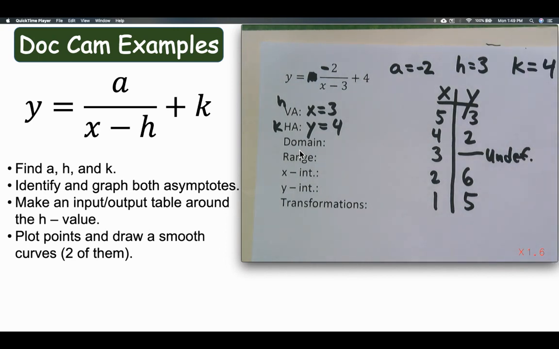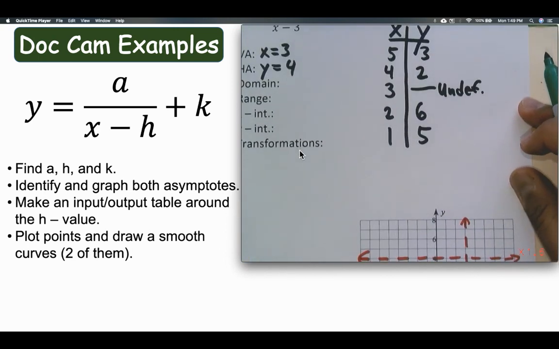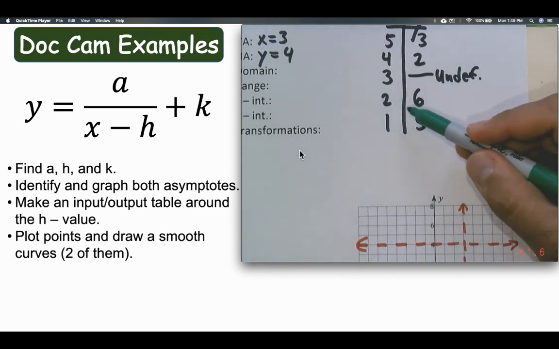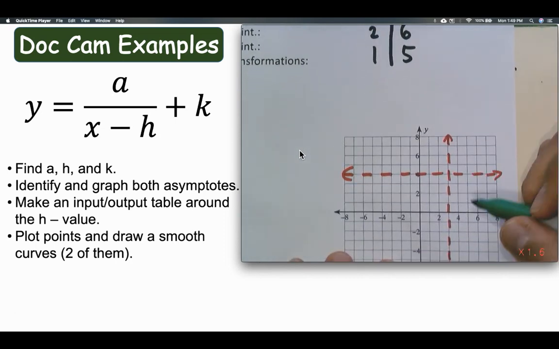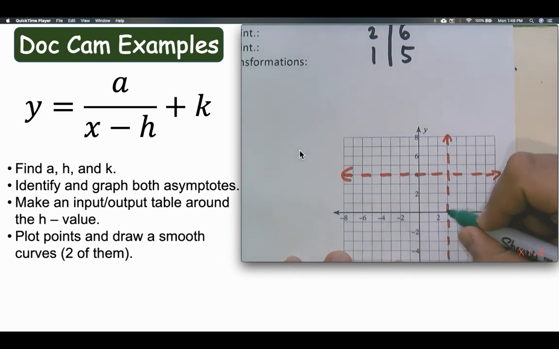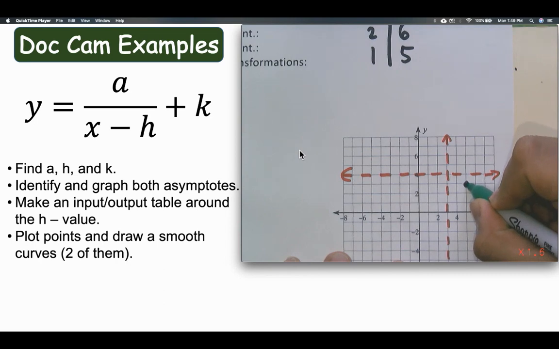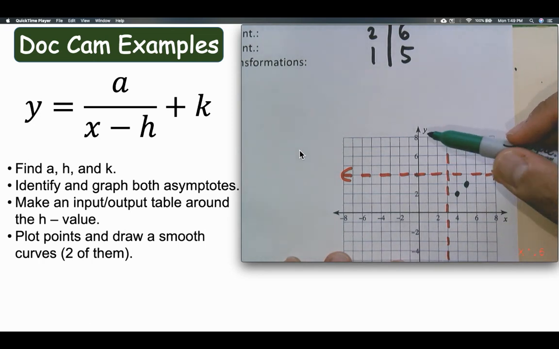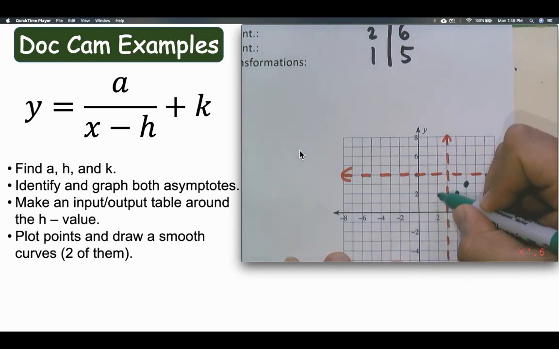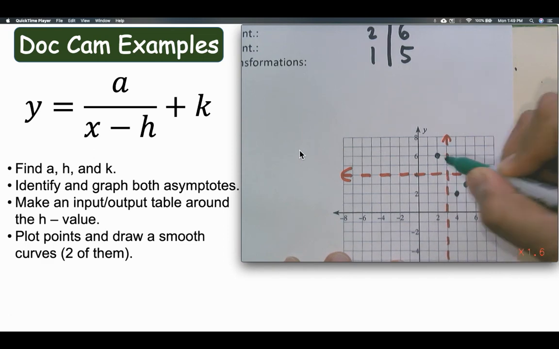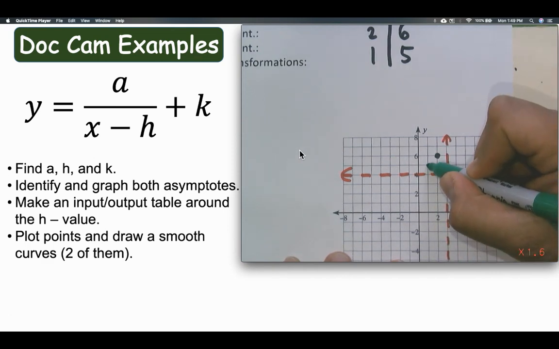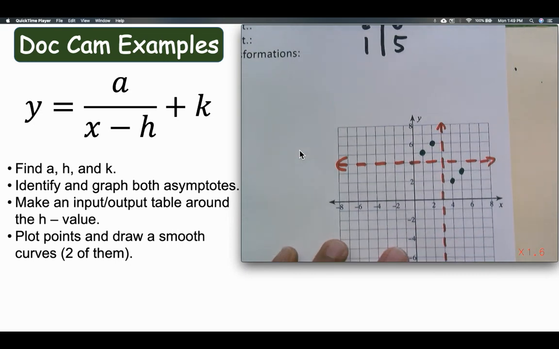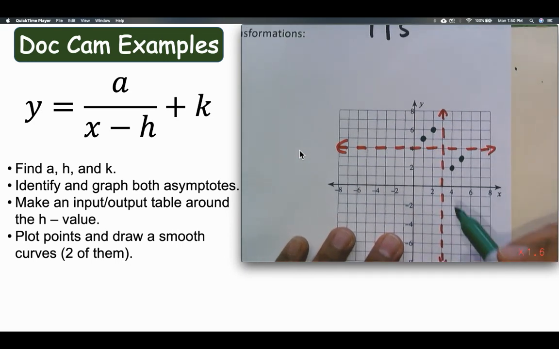We'll plot them in green. So we got 5, 3, 4, 2, 2, 6, 1, 5. There's only 4 points to plot. So 5, 3 and 4, 2. Okay, so there's those two. I got 2, 6, and 1, 5. So 2, 6, and 1, 5 is right here. Okay, so I got my points.